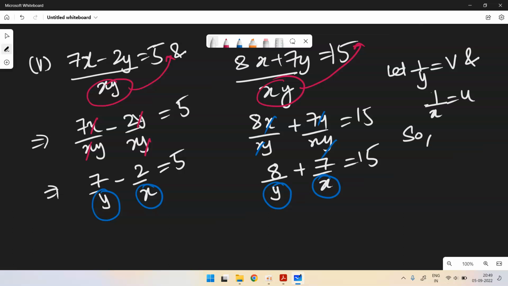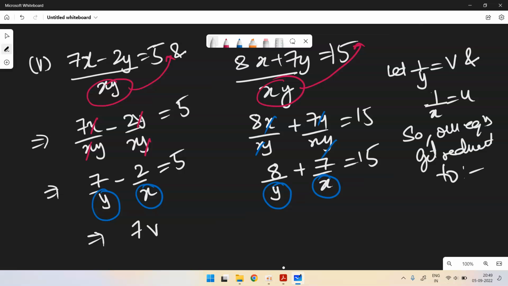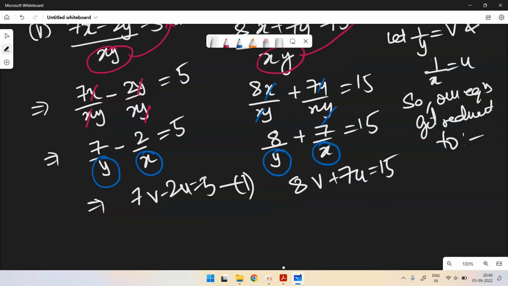So our equations get reduced to this: if you substitute the value of 1 by y as v and 1 by x as u, this equation will become 7v minus 2u equal to 5. That is our first equation, and the second equation will become 8v plus 7u equal to 15.